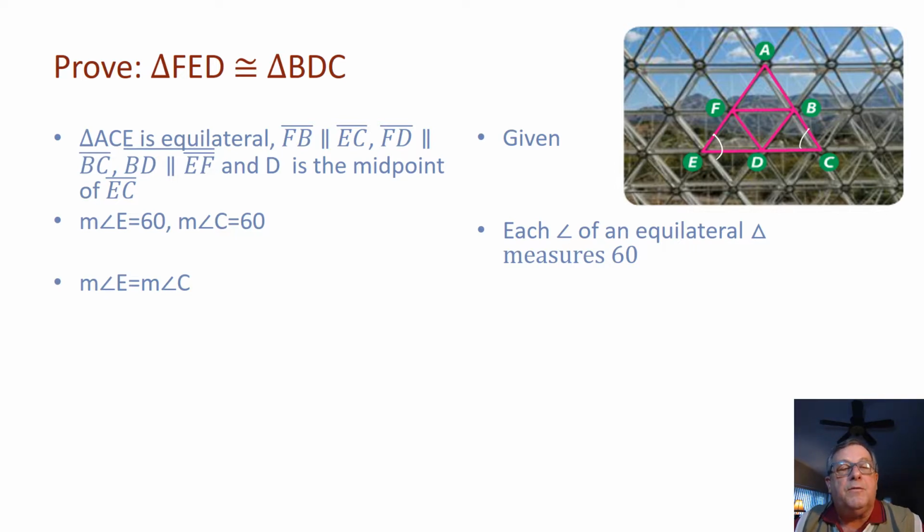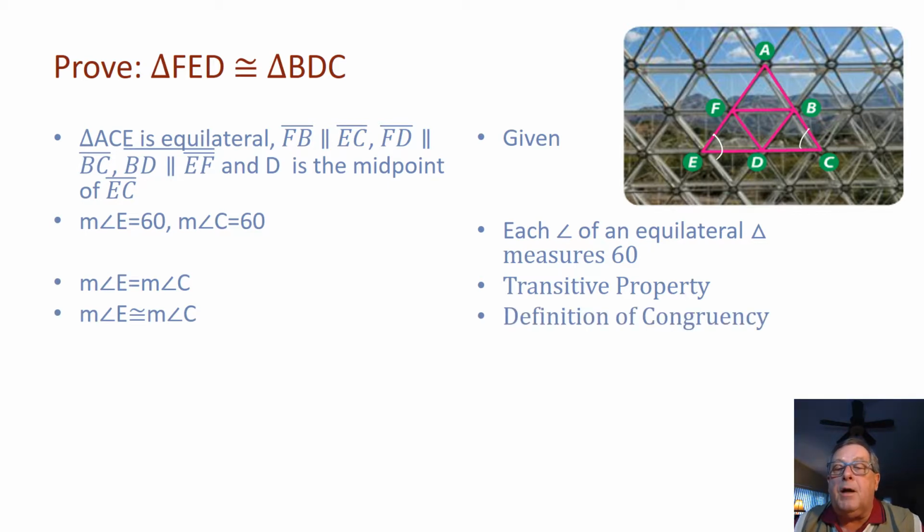So if the measure of angle E is equal to 60 and the measure of angle C is equal to 60, then the measure of angle E equals the measure of angle C, and shazam, that's the transitive property. You can also maybe remember that we can move from equality statements to congruency statements, or congruency statements to equality statements, either way. So if the measure of angle E is equal to the measure of angle C, then angle E is congruent to angle C, because of the definition of congruency. You just got to love this. Okay, we got that part done.